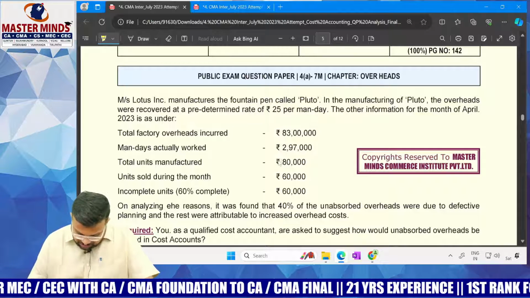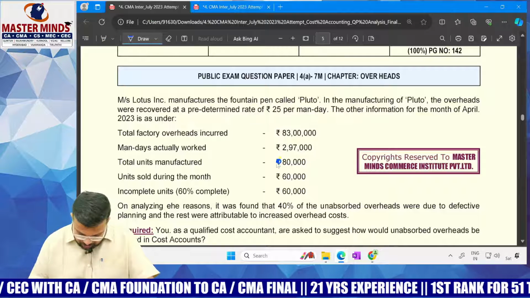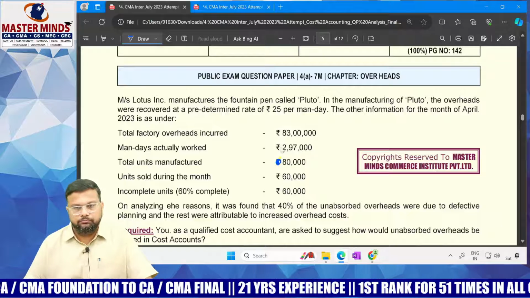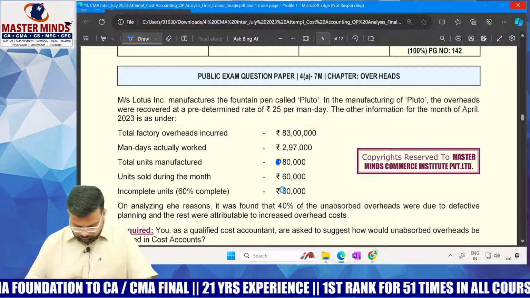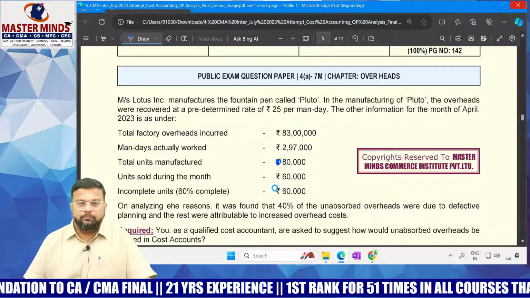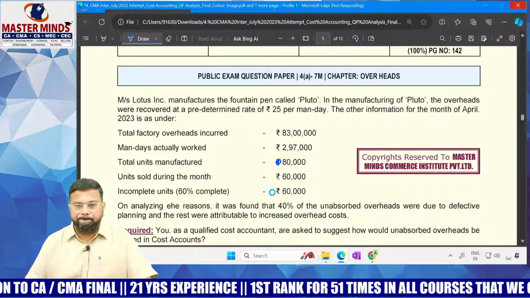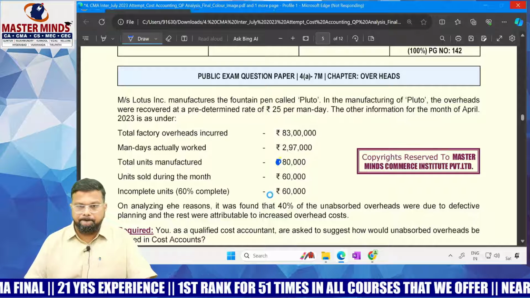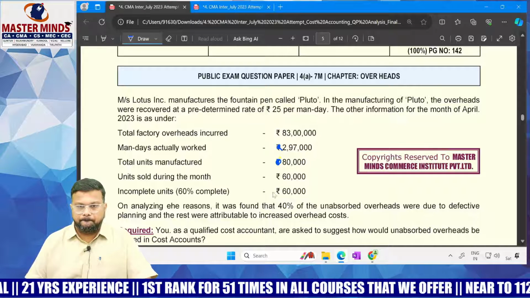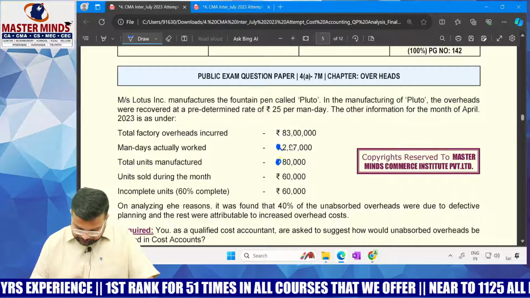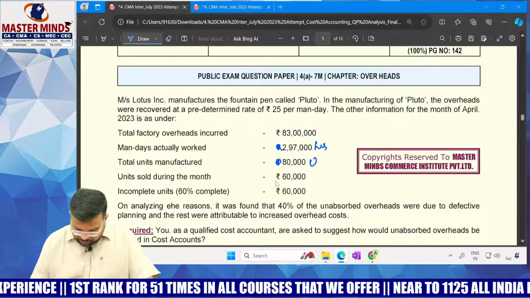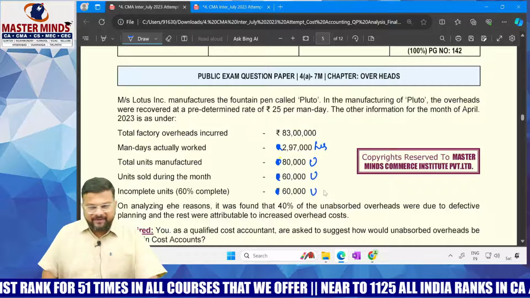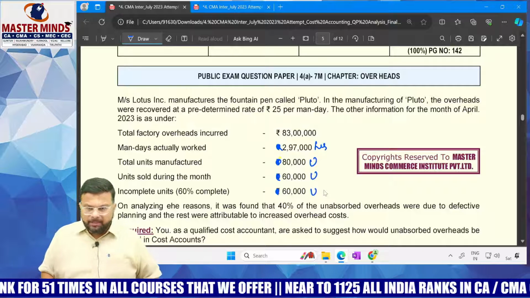So from this, this is not rupees. This is hours. This is units. This is also units. Total units manufactured 80,000. Units sold during the month 60,000.